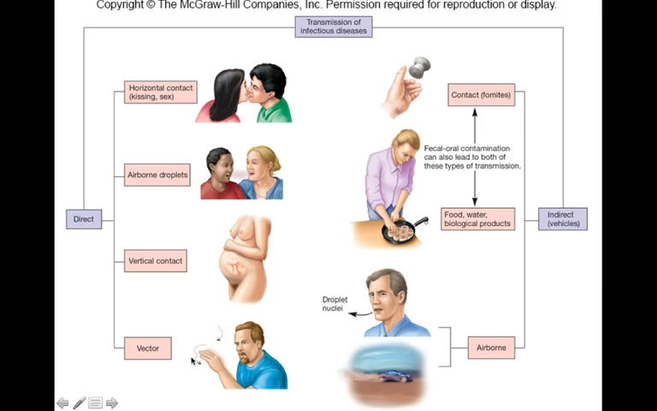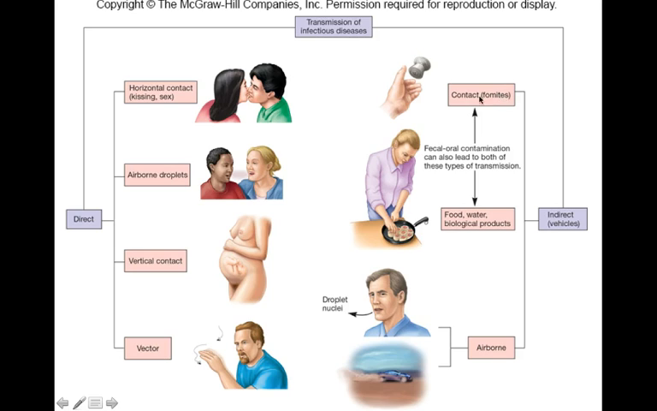A mosquito would be a biological vector if the microbe has part of its life cycle in the mosquito. It would be considered a mechanical vector if it's just moving a microbe from one location to another. Indirect vehicles would be inanimate ways of contracting a microbe or an infection.